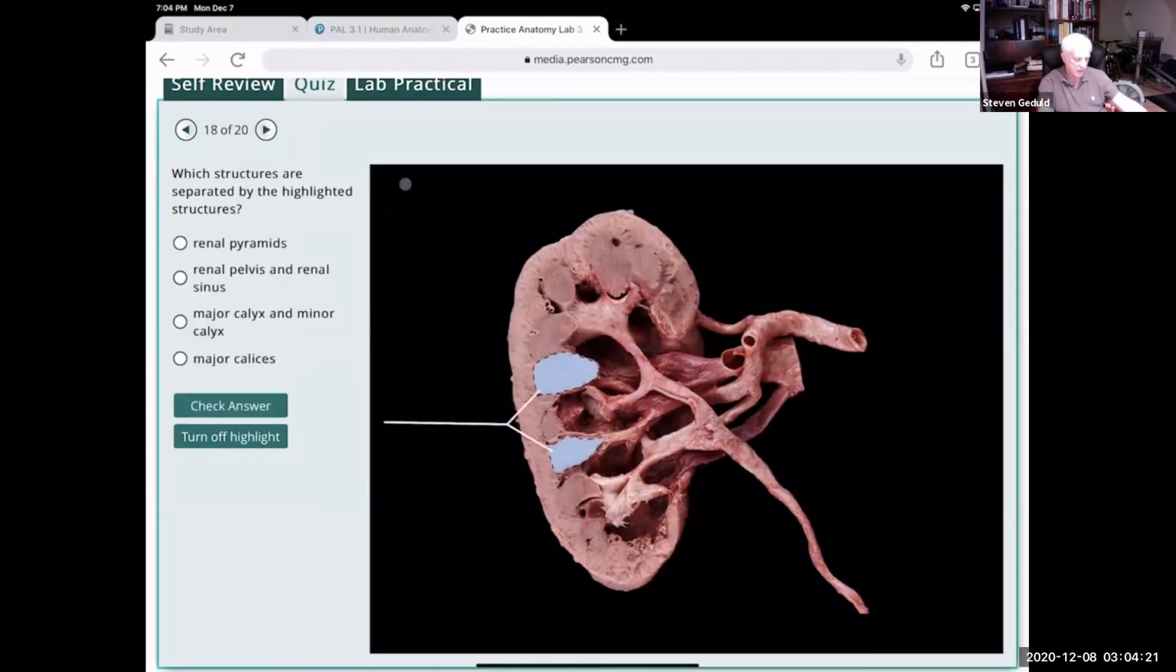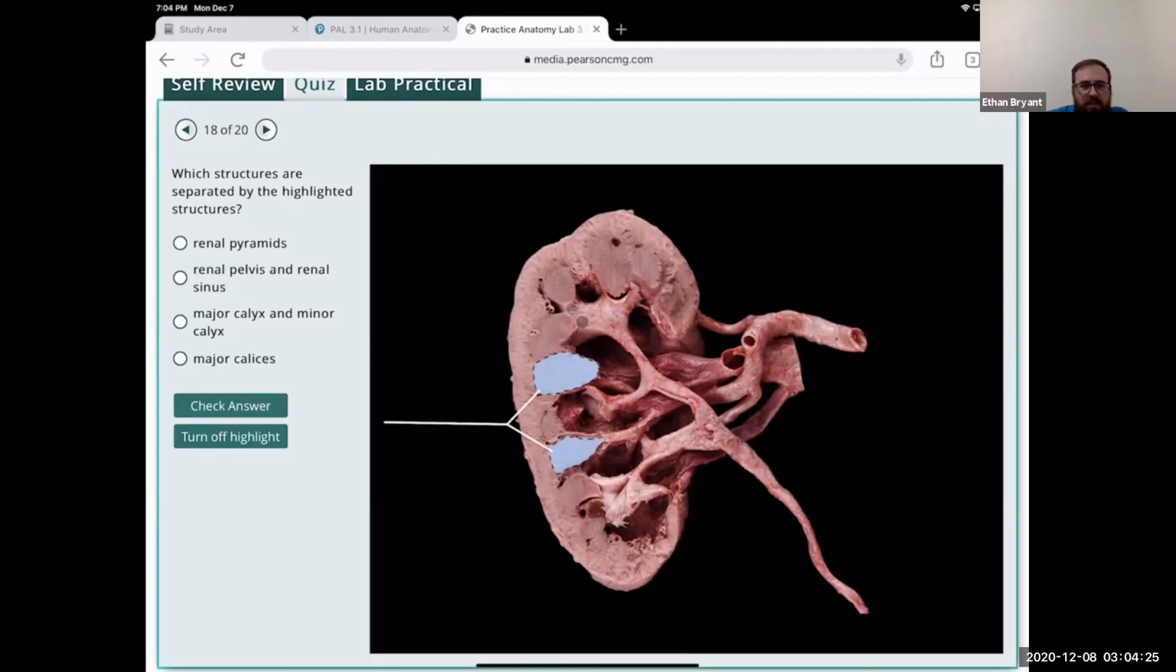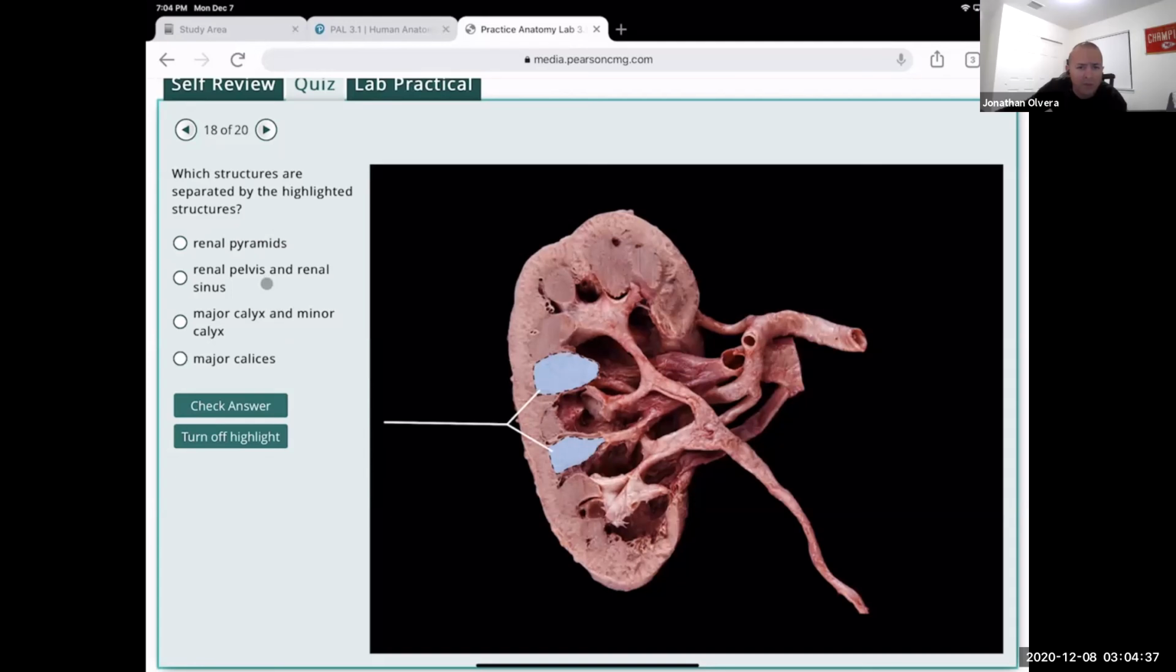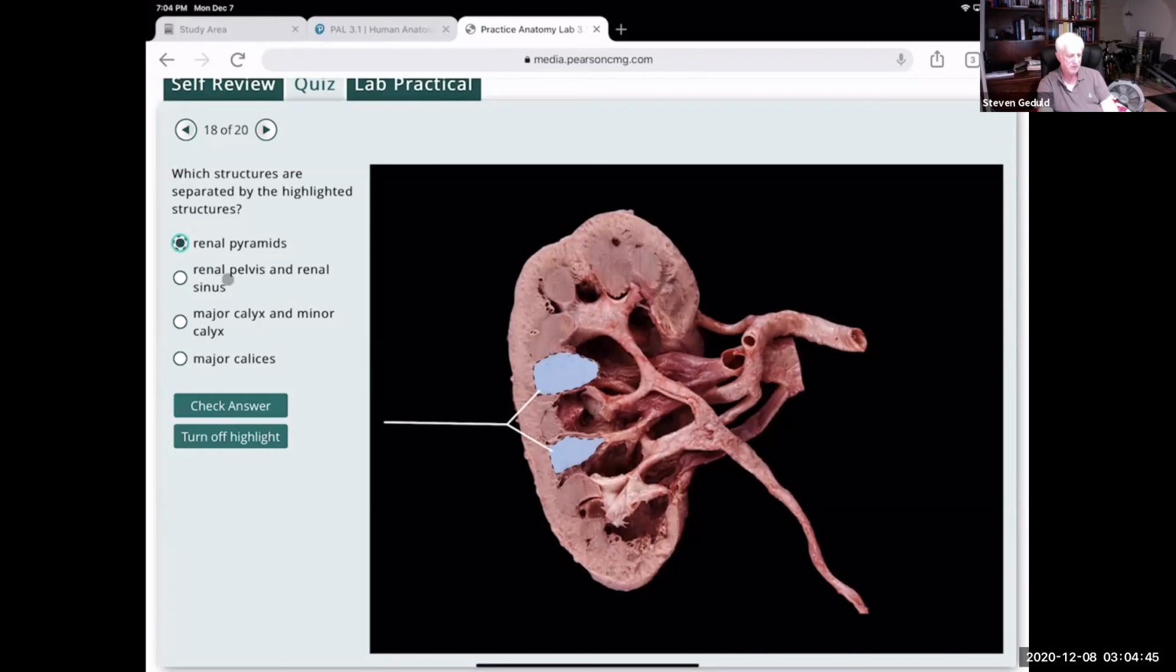And what structures are the highlighted structures? Okay, so these are the renal pyramids. Or no. So what structure is separated by the highlighted structure? Major calyces, minor calyces, pyramids. I would think it could only be the renal pyramids because the pelvis and renal sinus, major calyces and minor calyces don't fit, but yeah, I would say the renal pyramids. Yeah, perfect.